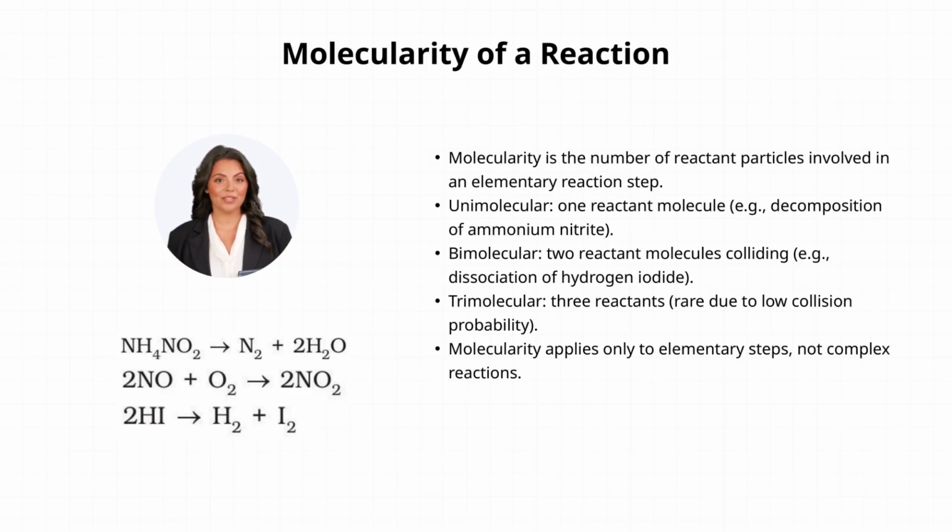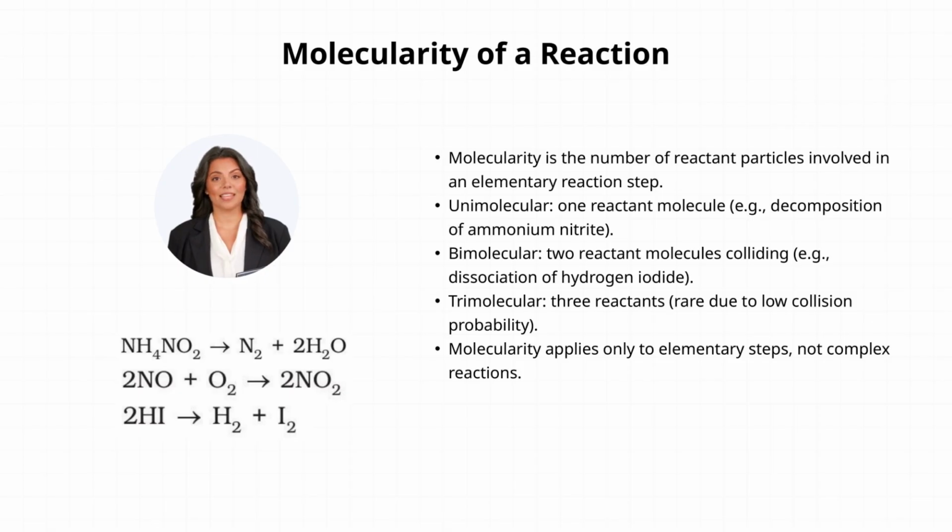Sometimes, but very rarely, 3 molecules must collide simultaneously to react. Trimolecular reactions are slow because 3-way collisions are uncommon. Picture 3 friends needing to meet at exactly the same corner at the same time. Very tricky. Keep in mind, molecularity only applies to single-step reactions. Complex reactions go through many steps, and molecularity is assigned only to these elementary steps.